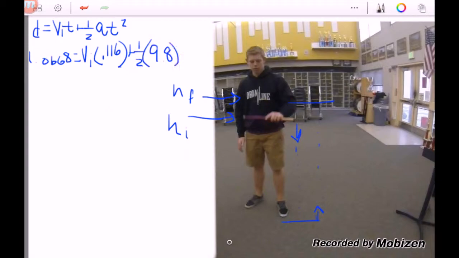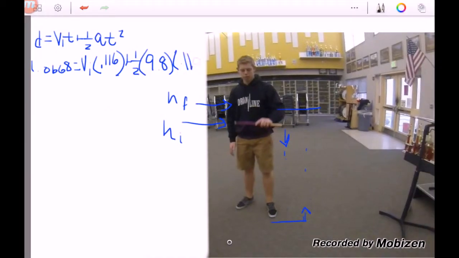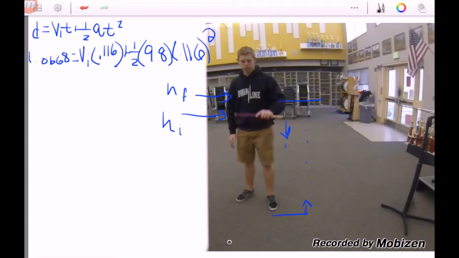We calculated the initial velocity of the stick to be 8.57 meters per second.